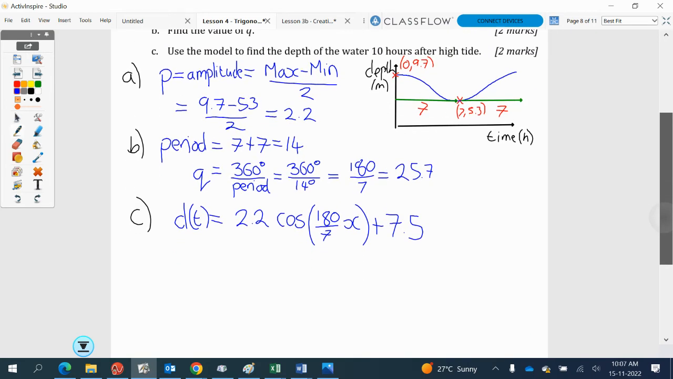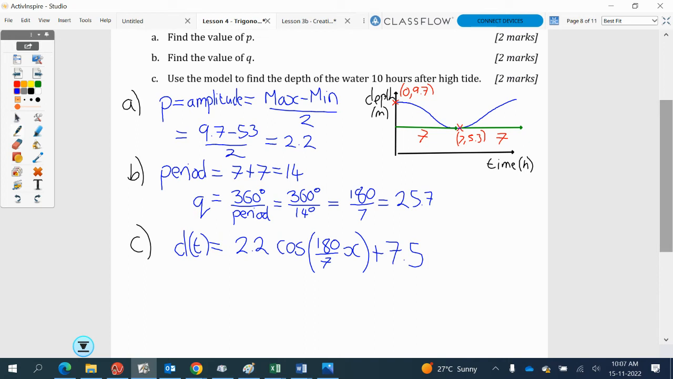Use the model to find the depth after 10 hours. So we're looking for the depth, 10 hours. This is a time, it's an x value. When you get a question like this one, it's either going to be the x value or the y value, and you can figure out which one it is by looking at the units. The units in this case are hours. The time is in hours, that's our x values. So we're putting in a value of t.